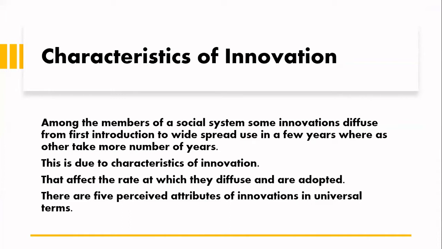Normally among the members of the social system, some innovations diffuse from the first introduction to wide spread, and some take many years to diffuse among the people. So the reason is the characteristics of the innovations, right? The rate of diffusion and adoption depends on the characteristics of the innovations.